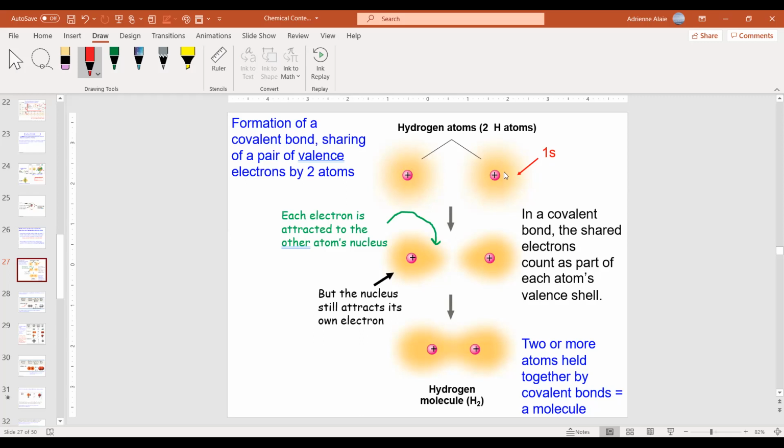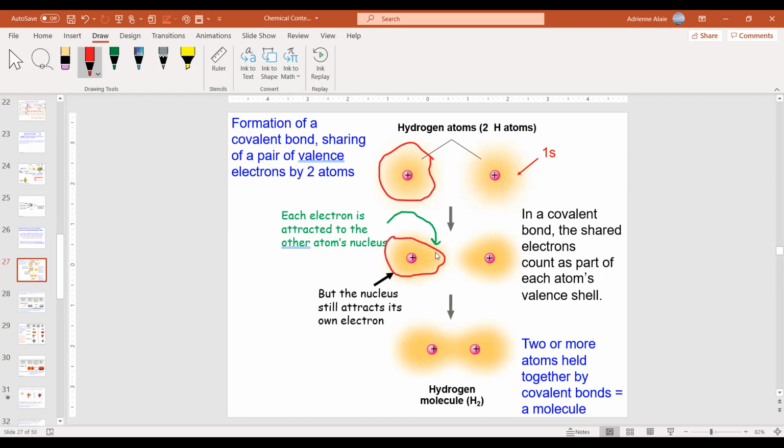And this is the same. Anywhere within this area that is highlighted in yellow, 90% of the time. In a covalent bond, the shared electrons count as a part of each other's valence shell. So when atoms get close enough, each electron is attracted to the other atom's nucleus. And that's why if I draw here, you can see it has more of this shape. And now in this picture, we see that the electron cloud looks more like that.